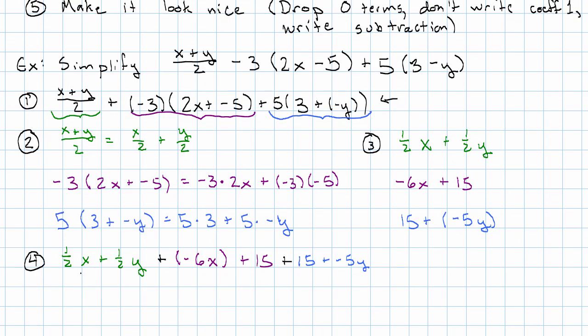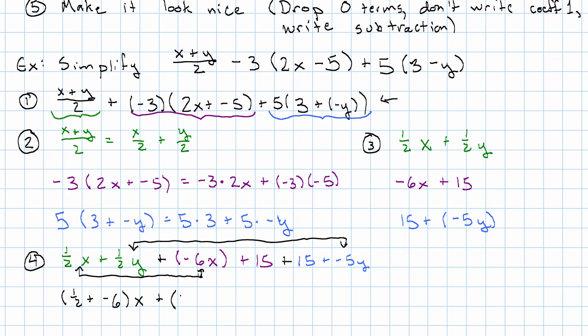Combining my like terms, here are my x terms. So I'll have 1/2 plus negative 6x. Here are my y terms. I'll have 1/2 plus negative 5y. And finally, here are some terms with no variable. I'll have 15 plus 15.